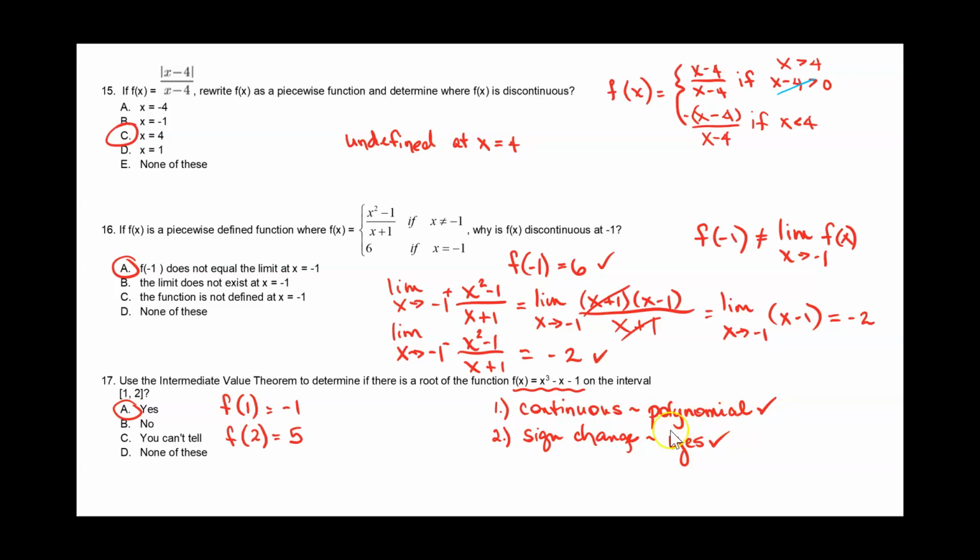Alright, then the second thing I want to do is look to see, is there a sign change? So I'm going to take the interval they gave me, 1 and 2, and I'm going to plug 1 into the function and get negative 1, and plug 2 into the function and get positive 5. So because there is a sign change, yes, there is going to be a root between those two values. If either of those things were not true, if it was not continuous on the interval, or if the sign did not change, then the intermediate value theorem could not confirm for us that there is a root.